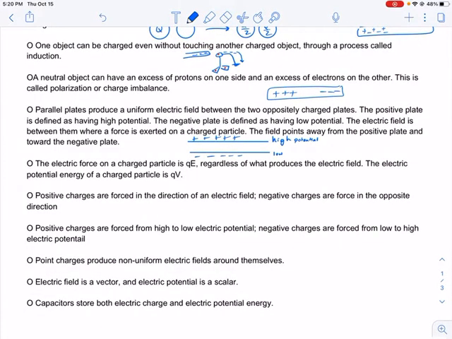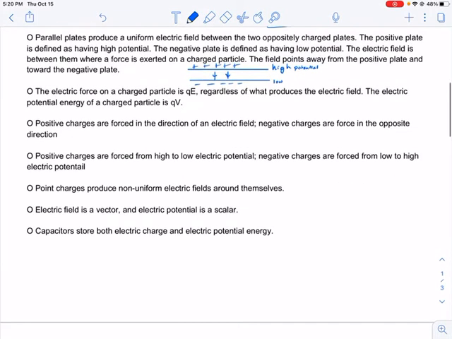The electric field between them is where a force would be exerted on a charged particle. So the electric field is going to point away from the positives and toward the negatives. The electric force on a charged particle is QE, so F equals QE. We'll look at the formulas in a moment. By the way, F and E are both vectors, regardless of what produces the electric field. The electric potential energy of a charged particle is QV.